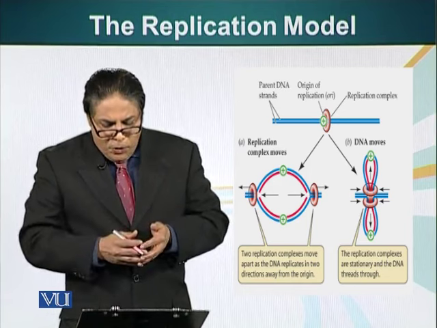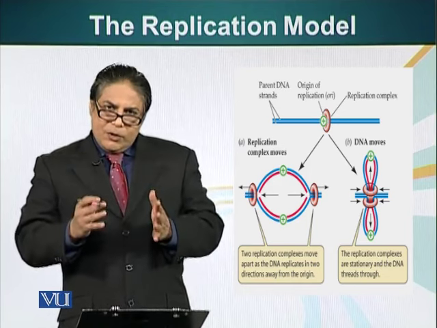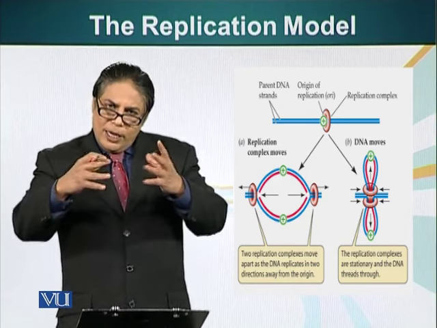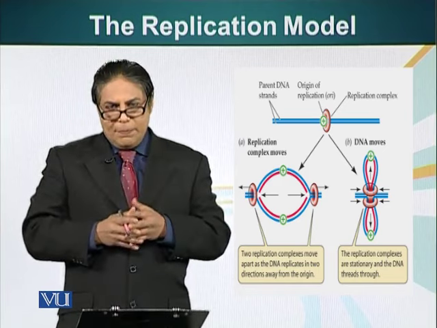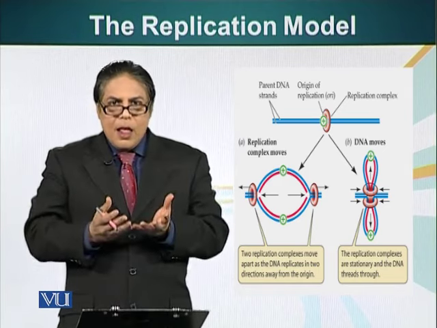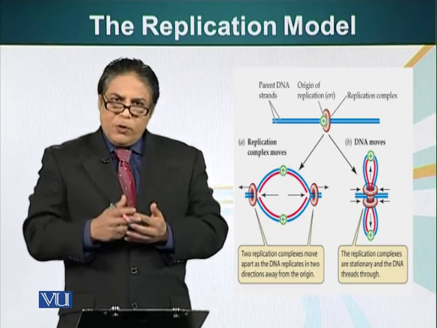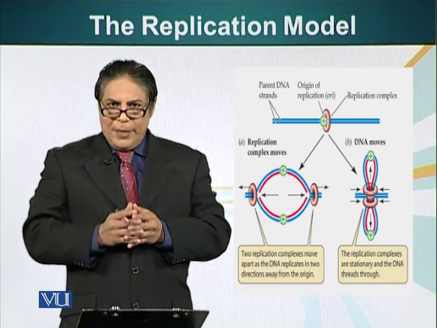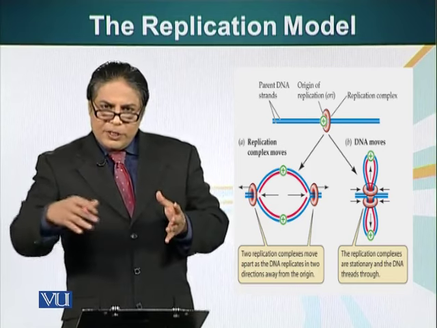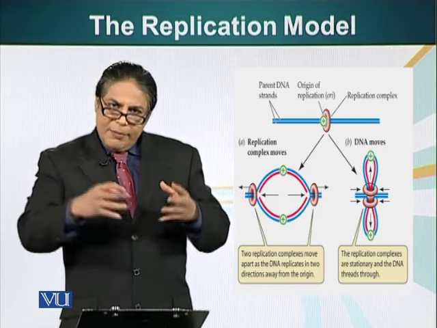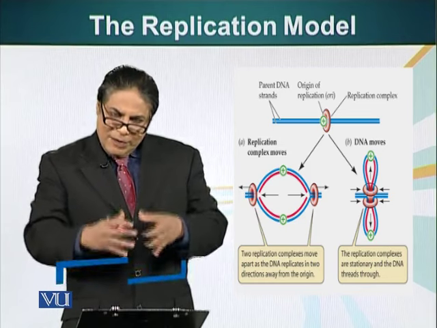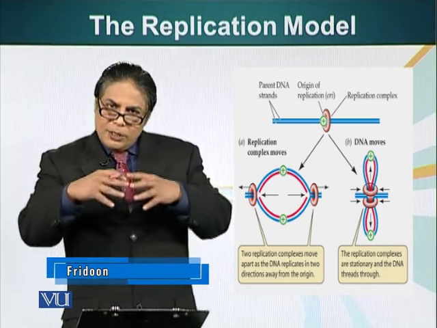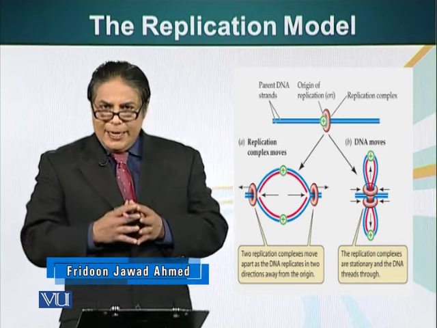I would also like to point out that bacterial chromosome only has one origin of replication. It is a circular chromosome. In humans, we have linear chromosomes, and each chromosome has several origins of replication. So a chromosome is threaded through several molecules, several complexes that replicate DNA.